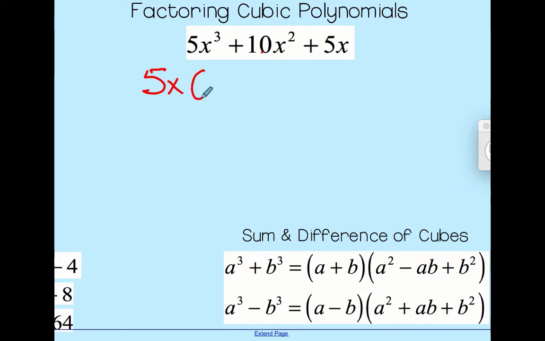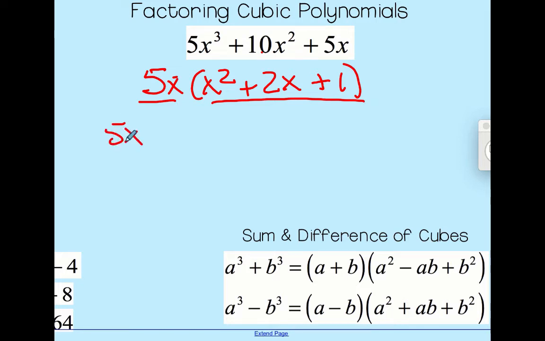So if we factor out a 5, 5 divided by 5 makes a 1. X cubed divided by x makes x squared. 10 divided by 5 is positive 2. X squared divided by x is x to the first. 5 divided by 5 is 1. X divided by x is 1. And now I have a linear factor times a quadratic factor. So I can't factor linear factors anymore, but I might be able to factor the quadratic.